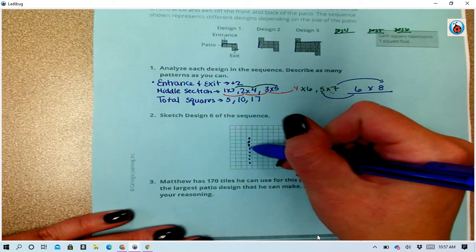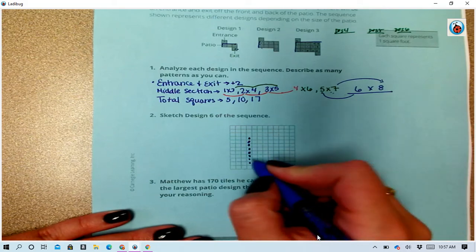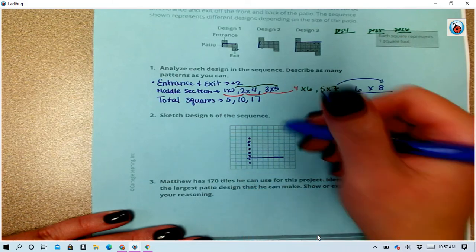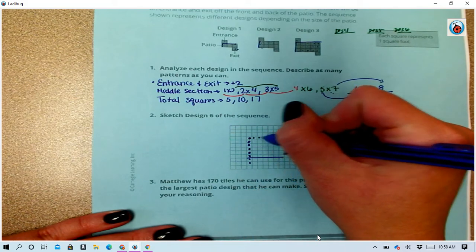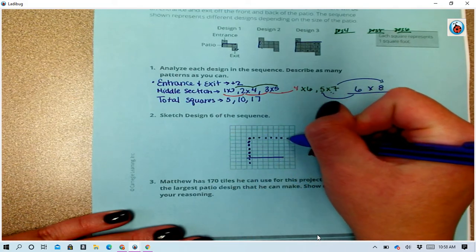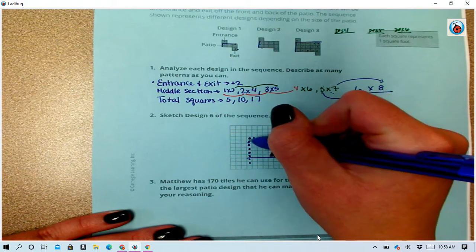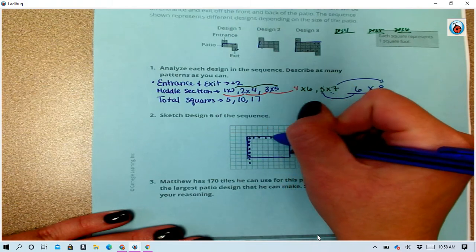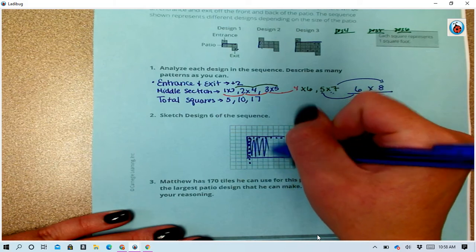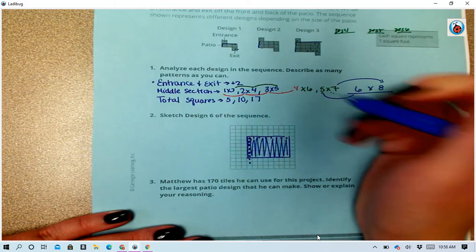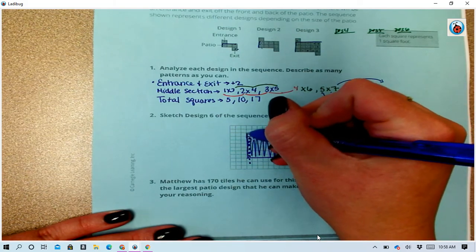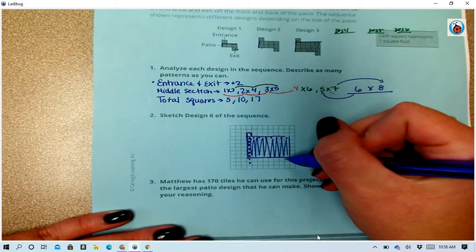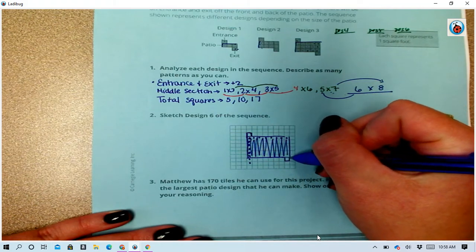One, 2, 3, 4, 5, 6. So it stopped there. Then we'd go 1, 2, 3, 4, 5, 6, 7, 8. So the middle section would be 6 by 8. If you wanted to shade that in or whatever you were doing. And then we would have the patio, the entrance here, and the exit over here.